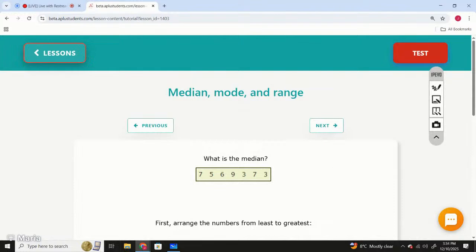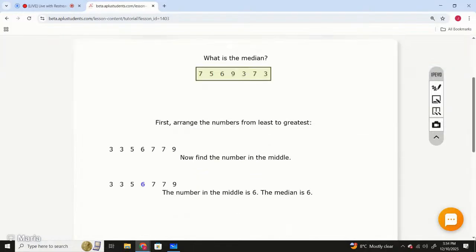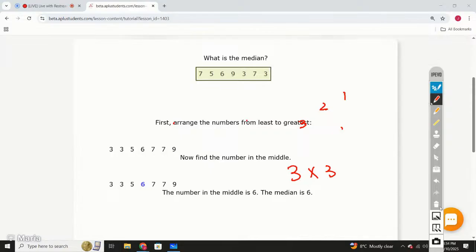What is the median? Whenever we're going to find the median, we need to arrange the numbers from least to greatest first. The first thing is you need to arrange them from least to greatest. Now you need to find the middle number. They are 1, 2, 3, 4, 5, 6, 7. The fourth one is the median. Before the median, we have all the numbers that are less than the median, and after the median, we have all the numbers that are greater than the median, right? So the median is 6.